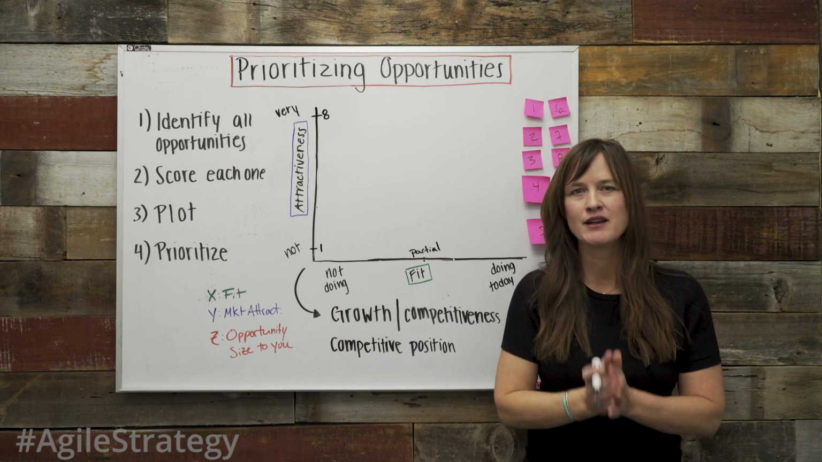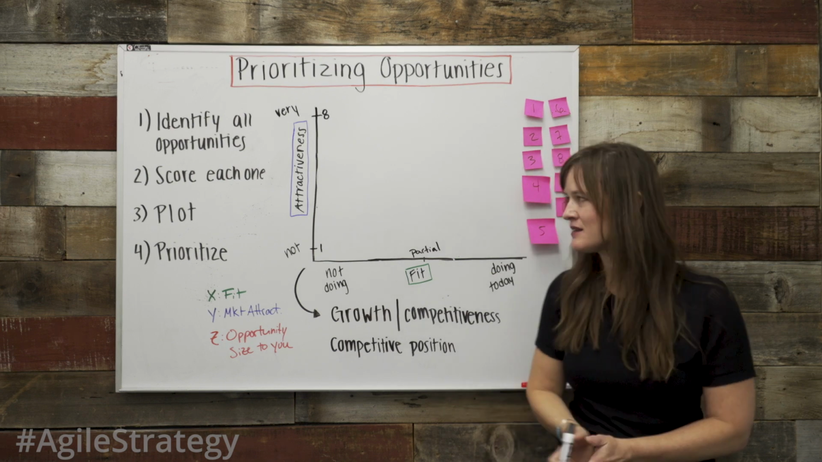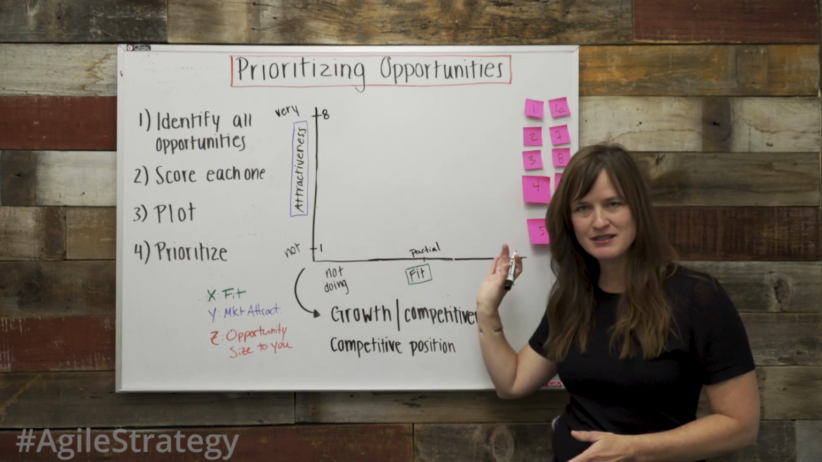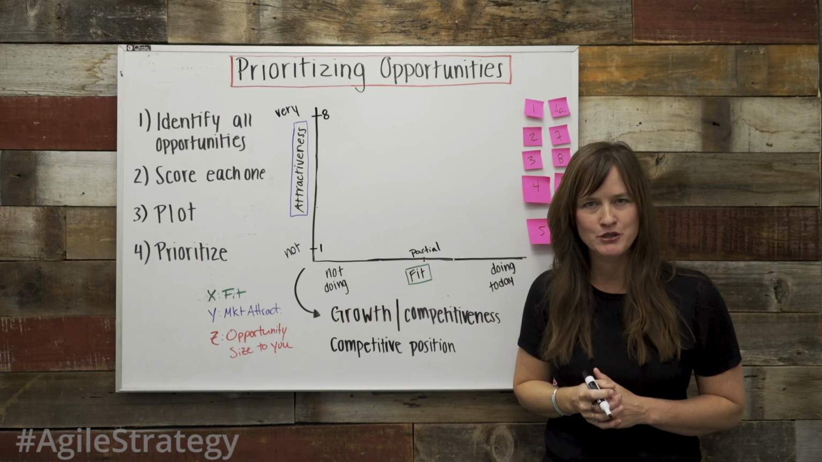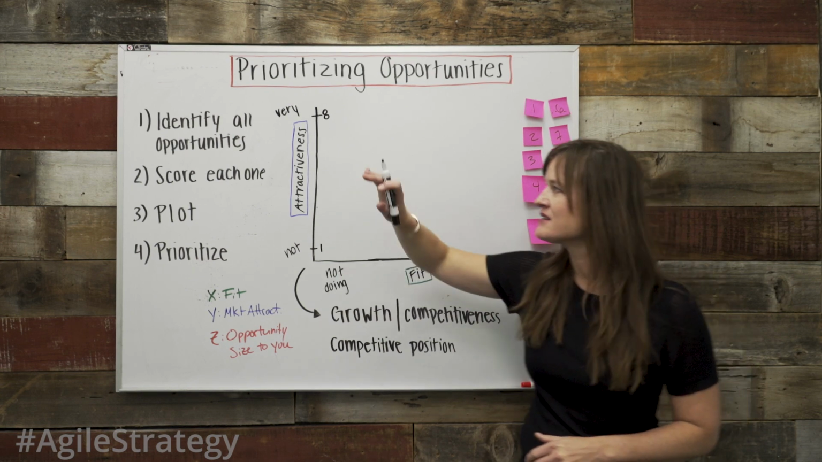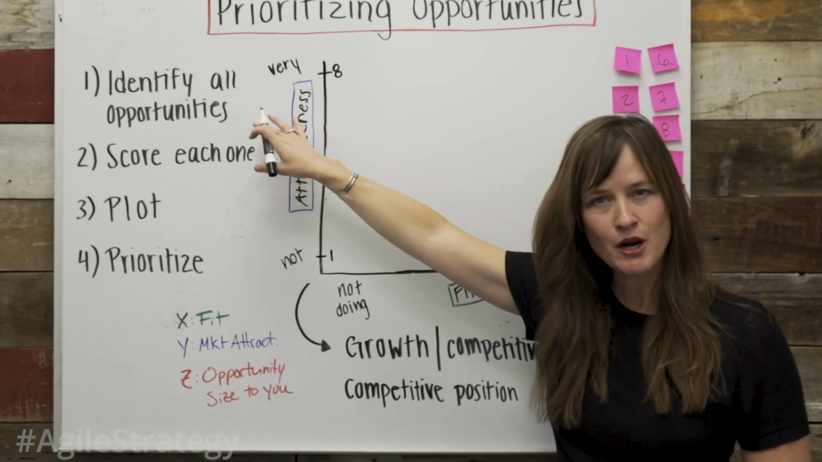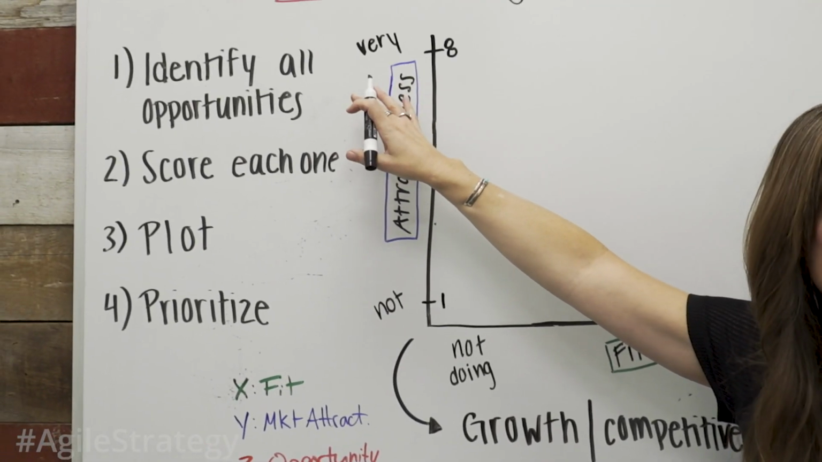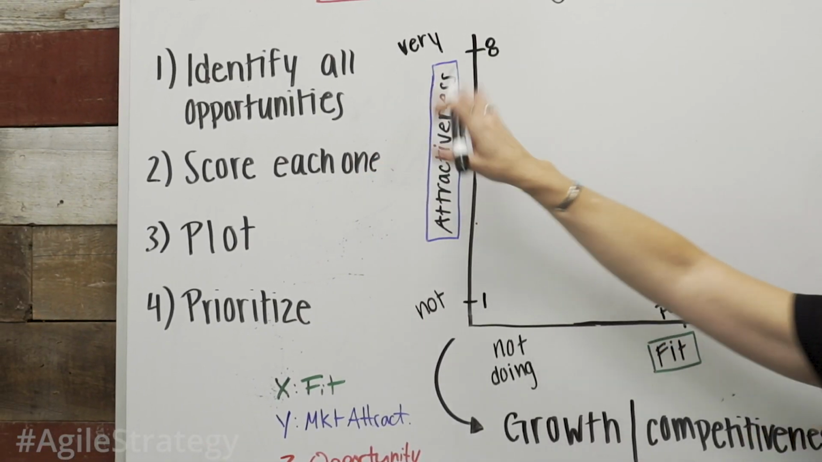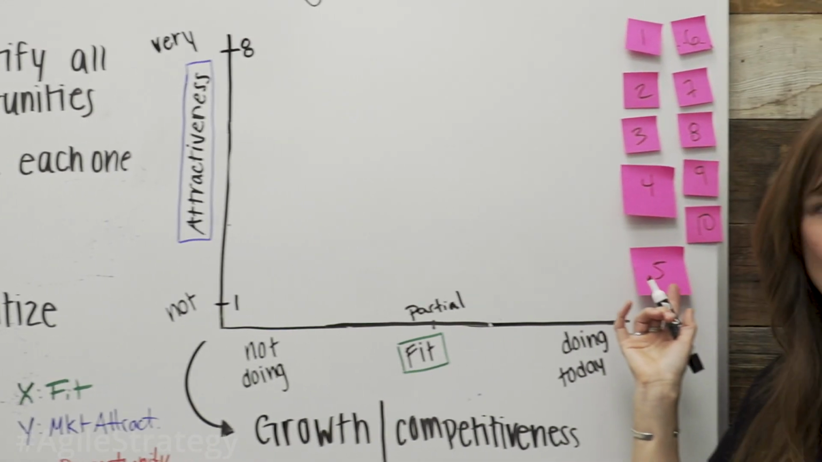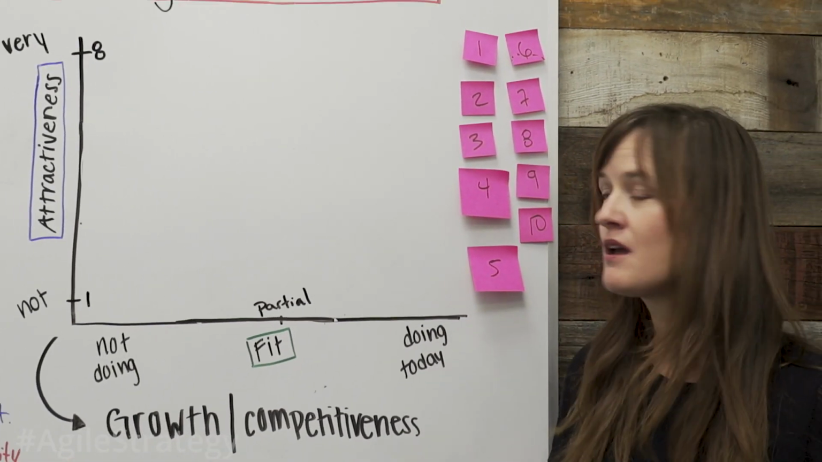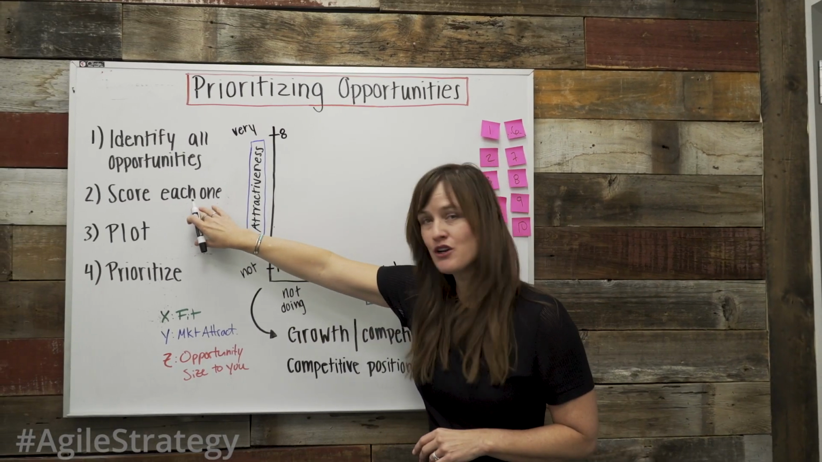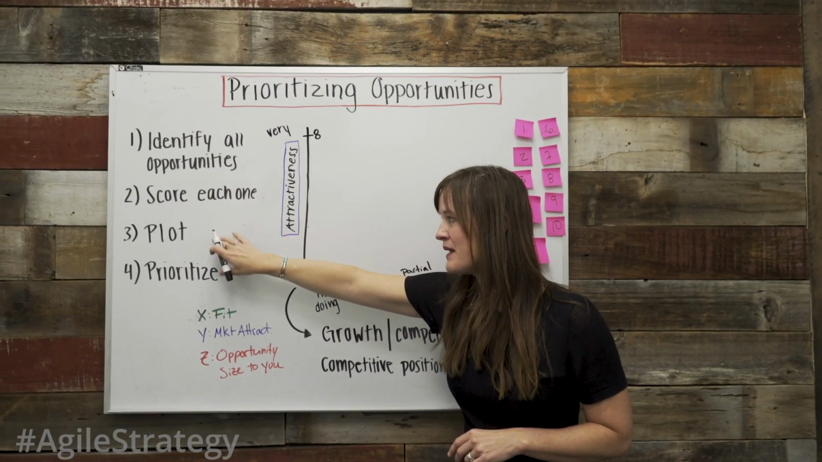So let's talk about an awesome tool, a best practice, an attractiveness fit matrix that helps you sort and stack and rack all of your opportunities. Here are the steps. Step 1, you identify all your opportunities. They should be in your SWOT under opportunities. Let's put them on sticky notes, 1 per sticky note. You want discrete opportunities.